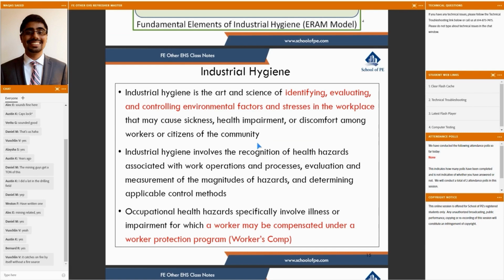Also, there's workers' comp. Workers' comp is where a worker may be compensated under a worker protection program, specifically if they're injured at a plant or on a job site. That's where that comes from.